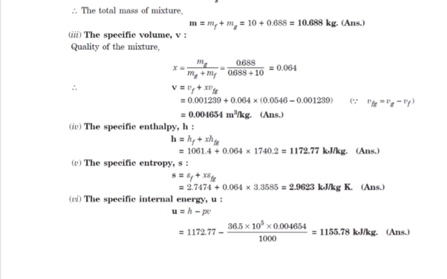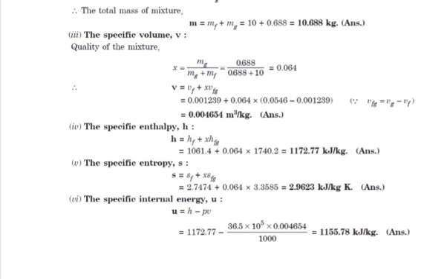So you will get S equal to SF plus X SFG. That means 2.7474 plus 0.064 into 3.3585, we will get 2.9623 kJ per kg Kelvin. You are getting the specific entropy.